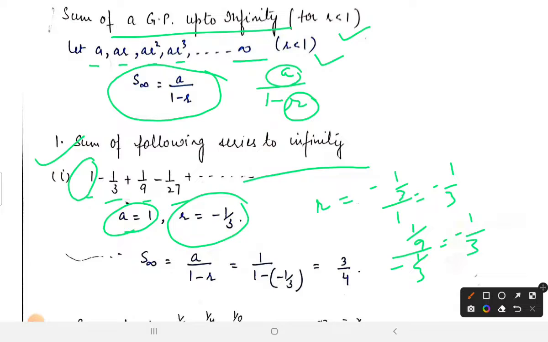So we have the common ratio as minus 1 by 3, and therefore the sum to infinity is given by S infinity equal to a upon 1 minus r. As the condition requires, we have to check the magnitude of r. The magnitude of r is 1 by 3, which is less than 1. So the sum is 1 upon 1 minus r, where a is 1 and r is minus 1 by 3. So it will be 3 upon 4.